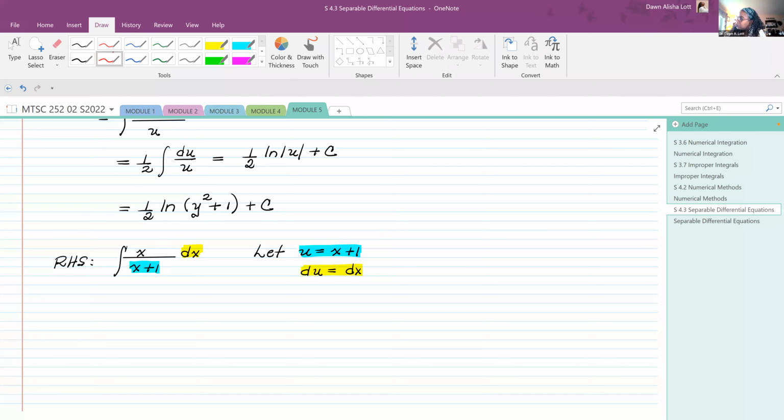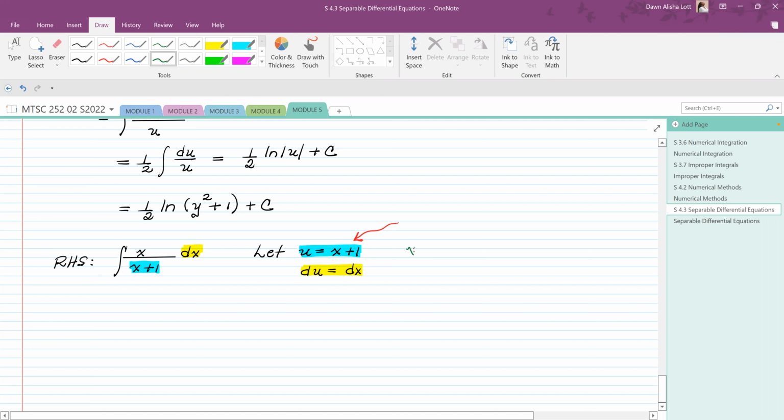Give you a hint. What can I do with that x? I can make x equal to what? Not u over 1, u minus 1. Why is it u minus 1? Because I have u is equal to x plus 1. So if I subtract 1 from both sides, I get x.